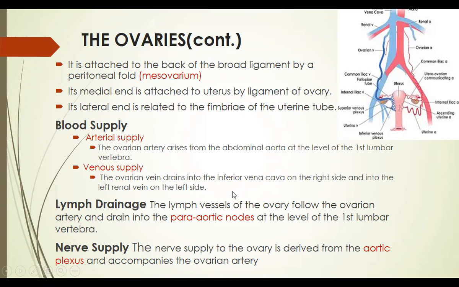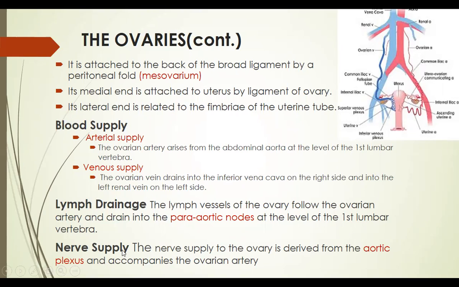Okay, lymphatic drainage. The lymph vessels of the ovary follow the ovarian artery and drain into the para-aortic group of lymph nodes at the level of the first lumbar vertebra. So the lymphatic vessels will be draining into the para-aortic group. Beside the aorta, there is a group of lymph nodes. These are called the para-aortic group of lymph nodes.